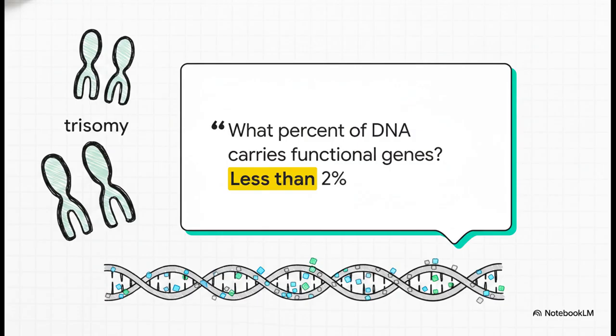You know, mapping all 46 of these chromosomes out is incredible when you realize what the science actually says. Of our entire genetic genome, what percent of our DNA actually carries functional genes? It's less than 2%. Literally less than 2% of your genetic code does all the heavy lifting to build every single one of the systems we just reviewed. It really makes you wonder what the other 98% is up to, doesn't it?